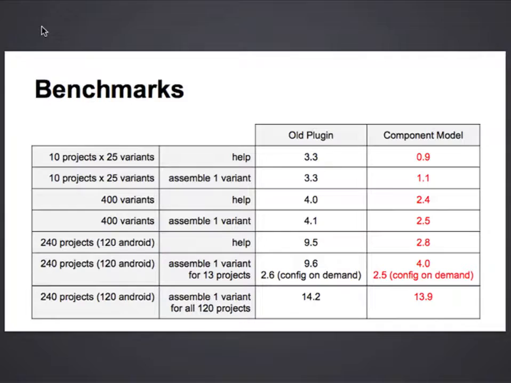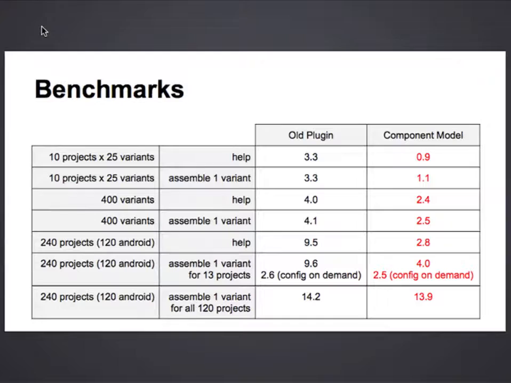So if you have a big project, configure on demand is still useful if you know that no project goes and pokes and changes the model of another project, which, if you're using the component model, shouldn't happen anyway. And then when we build everything, we see that it's basically about the same time anyway, because we have to almost configure everything.